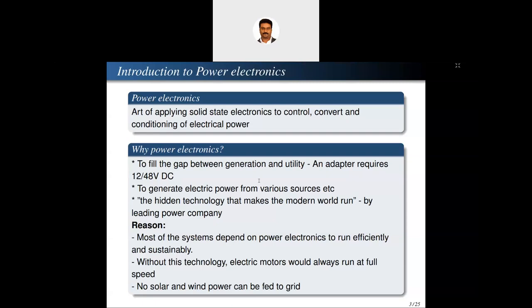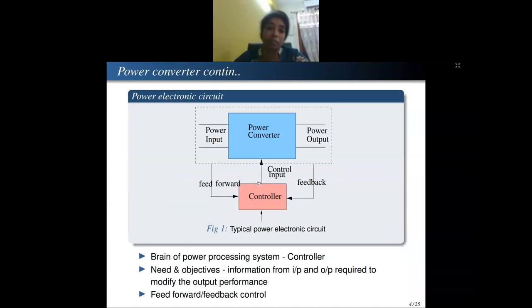Without this technology, electric motors would always run at full speed. No solar and wind power could be fed to the grid. These are some of the reasons. There are n number of reasons why power electronics is very important in the present situation. And a typical power converter system will look like this, figure 1.